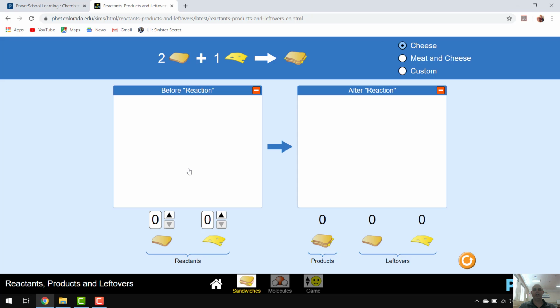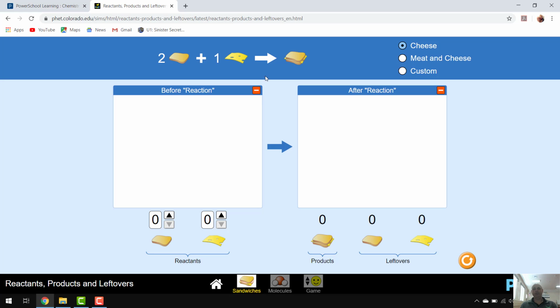With reactants and products in a chemical equation, the reactants, and you can see the reactants down here at the bottom, it says reactants, are the things that we start with. And then after the reaction takes place, the products are the things that we end with. So those are the things that we made.